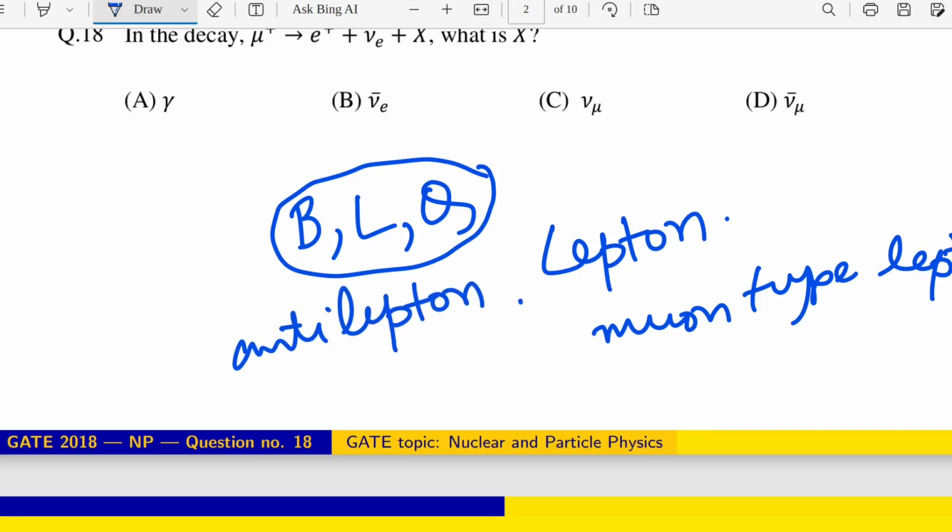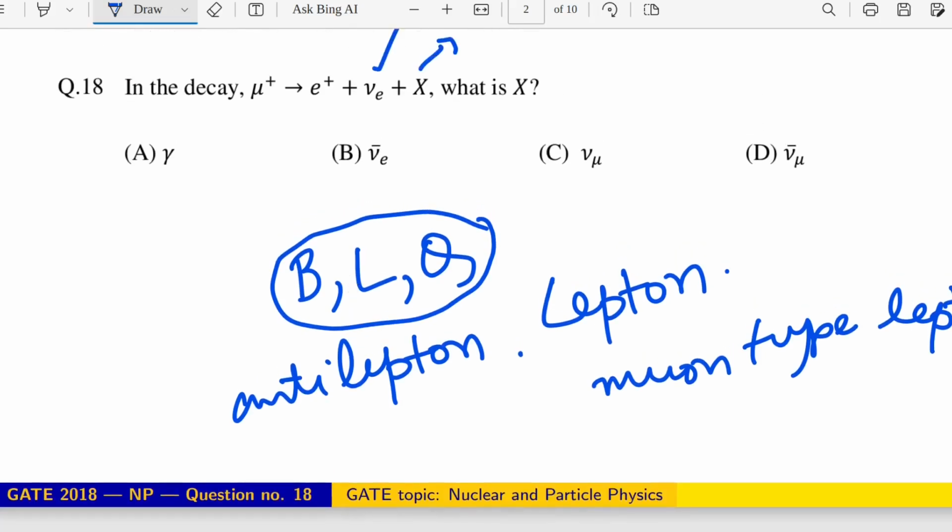So from the options, gamma is not a lepton, obviously, so that condition will not be satisfied. ν̄e is a lepton but it is not a muon type lepton, so that will also not be possible. Now the third option is νμ. νμ is a muon type lepton, that is fine, but it is not an anti-lepton, so this option will also not be correct. The last option, ν̄μ, is itself a lepton, it is also a muon type lepton, and it is an anti-lepton. So the correct answer will be D, which is ν̄μ.